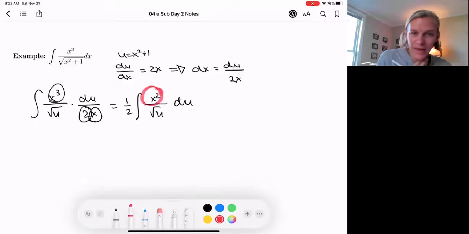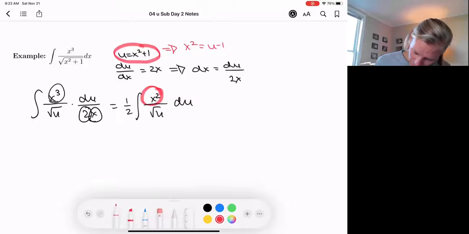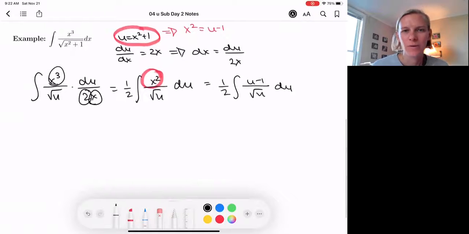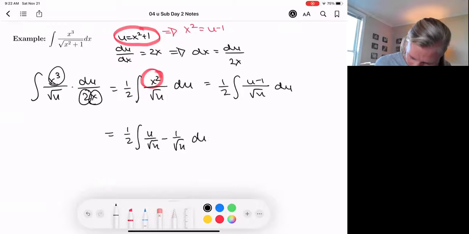We still have the problem of that x squared being in here, but just like the last time, we noticed that our u is x squared plus 1, so I can easily solve that for x squared. So x squared is u minus 1. And so if I make that substitution, that's our back substitution here. I have (u minus 1) over root u du. We have to simplify this before we anti-differentiate, which is oftentimes something we'll have to do in these types of problems. So I'll have 1/2 times the integral of (u minus 1) over root u du.